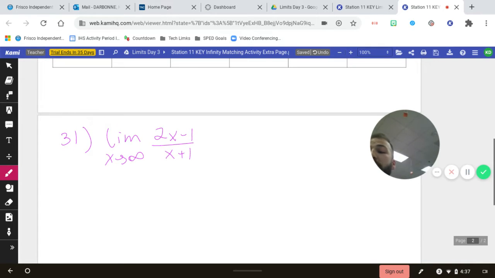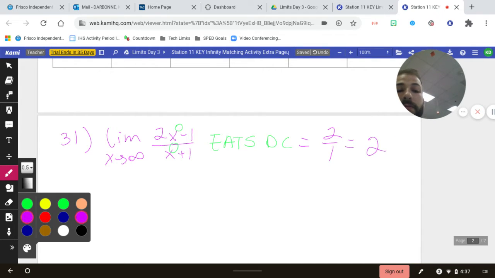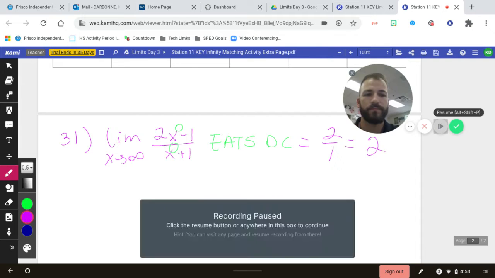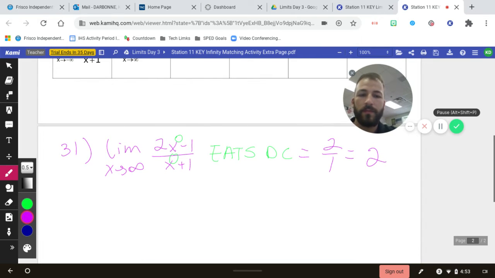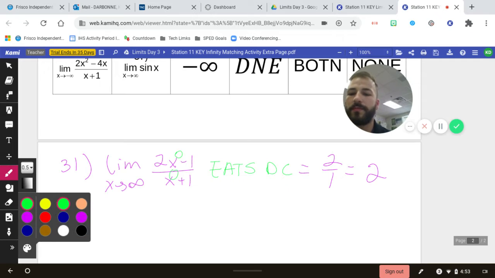Okay, so I look at those leading terms. It is x over x because they're both to the first, so it is an EDC, which means for my limit, I divide those coefficients. So 2 divided by 1, which means my limit is just 2. Okay, so our limit is 2.